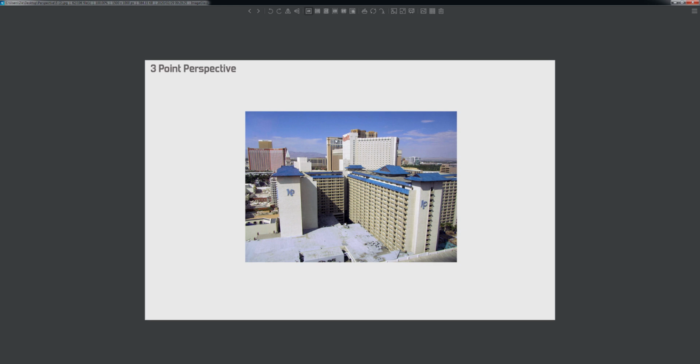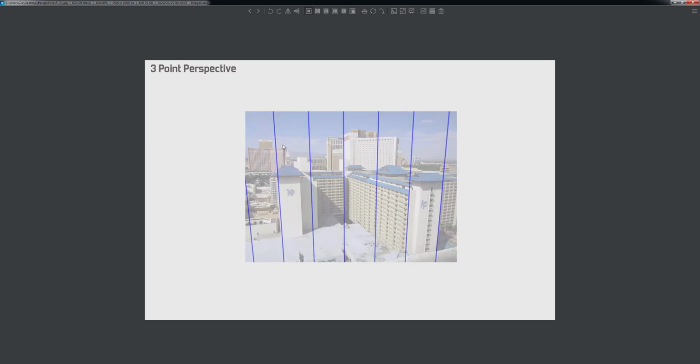Well, when we take our verticals and we begin to converge those, if those begin to converge, we now have a third vanishing point. So this is only looking at the verticals. They're converging downwards, meaning we're high up. We're probably more than 50 feet tall looking at this image.